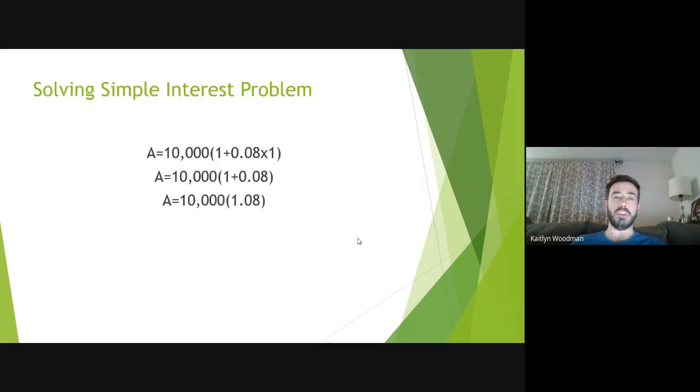1 plus 0.08 is 1.08. And then finally, we'll have 10,000 times 1.08 for 10,800. Therefore, A equals $10,800.